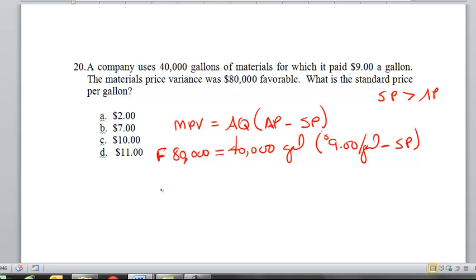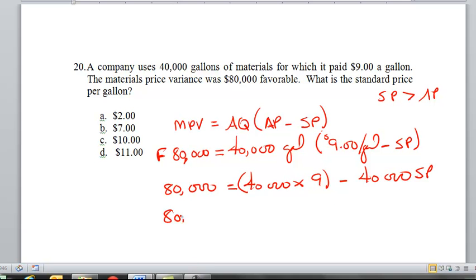So that says 80,000 equals 40,000 times 9 minus 40,000 times SP. So 80,000 equals 360,000 minus 40,000 SP. Now here's where you've got to be careful.